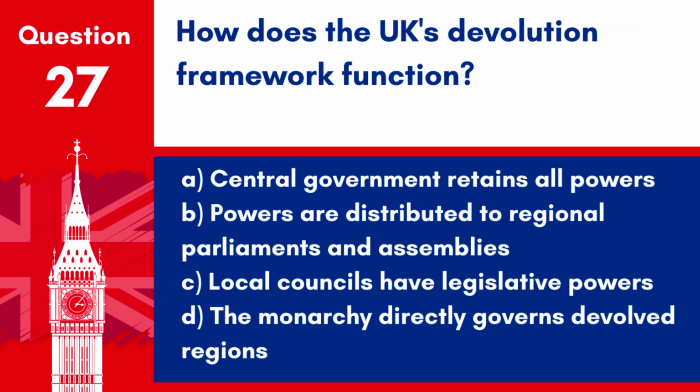Question 27. How does the UK's devolution framework function? A. Central government retains all powers. B. Powers are distributed to regional parliaments and assemblies. C. Local councils have legislative powers. D. The monarchy directly governs devolved regions.